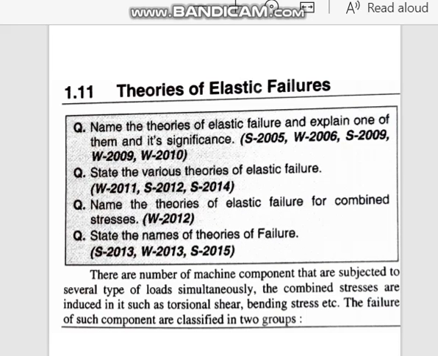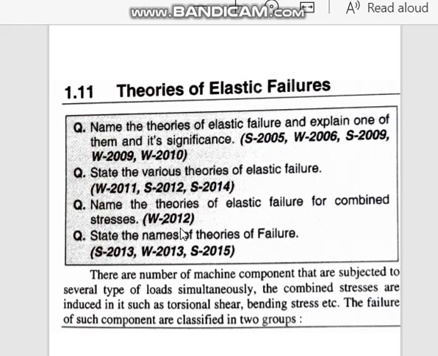Now let us come to the next topic, theories of elastic failure. I say this is another important topic. You can see how many times it is asked in the exams. So you see, these are the theories. Initially some scientists, or let us say engineers, rather, let us say scientists, made some theories: when a failure is occurring, why is this failure occurring? Maybe it is because of this that it is occurring.